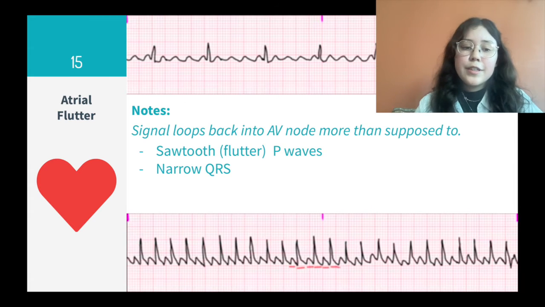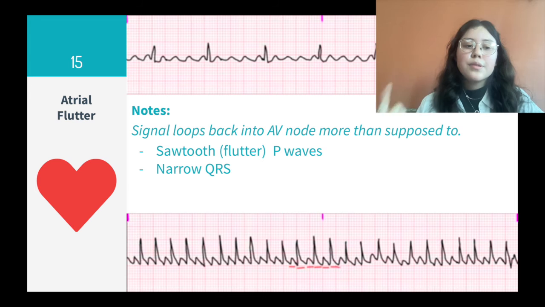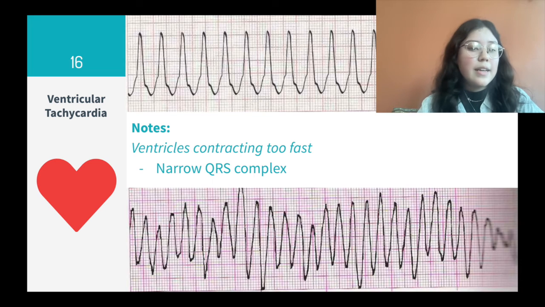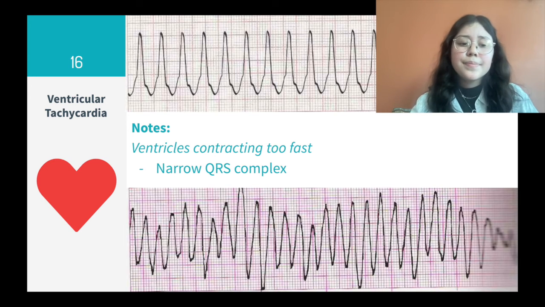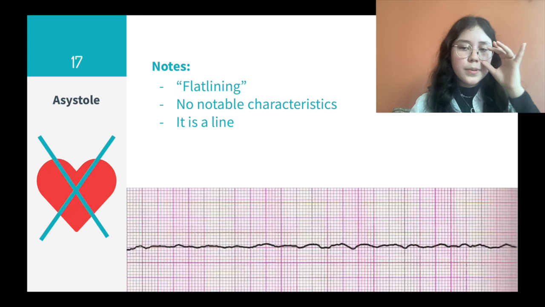Atrial flutter features sawtooth waves, and it creates a loop. It's just a bunch of electrical signals being sent over and over and over again, and it's not good. Going a little more crazy, we have VTAC, ventricular tachycardia. The heart rate's greater than 150, and the ventricles are going literally crazy. Asystole is your flat line, you're dead, you're almost near death. It is a line. It's probably the most notable one that you can think of as you've seen on shows.